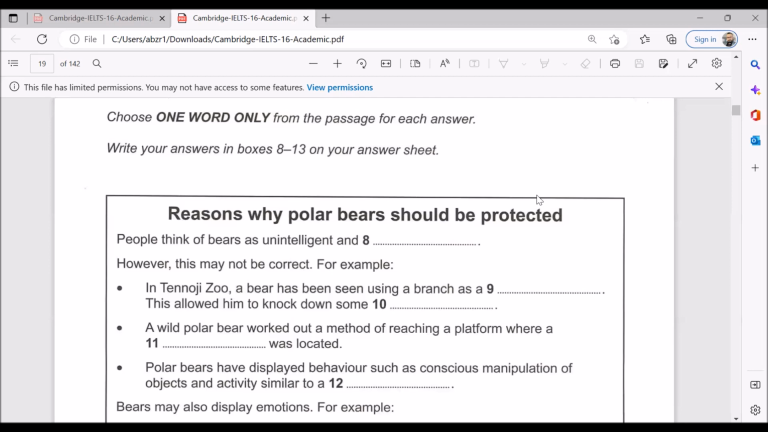Just like in question number 8, people think of bears as unintelligent and something. Now, what is that? Unintelligent and? They are saying "and", it means they are going to talk about something negative. Just as unintelligent is negative, I believe the other word should also be negative. Now, paraphrase it in your own mind. Give your own meaning. That might be: the bears are dumb. Give your own meaning, and then you would be able to understand it from the passage.